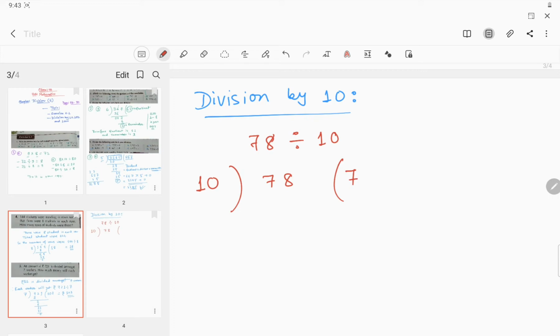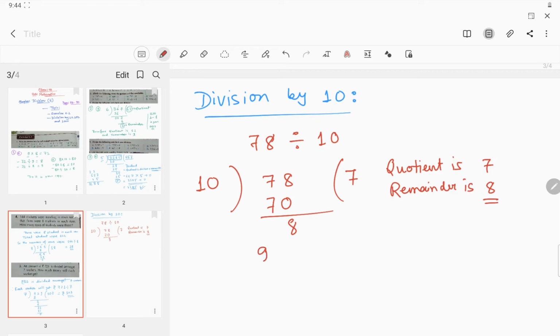That's why in the quotient it will be 7, and if you subtract you will get 8. So the quotient is 7 and the remainder is 8.